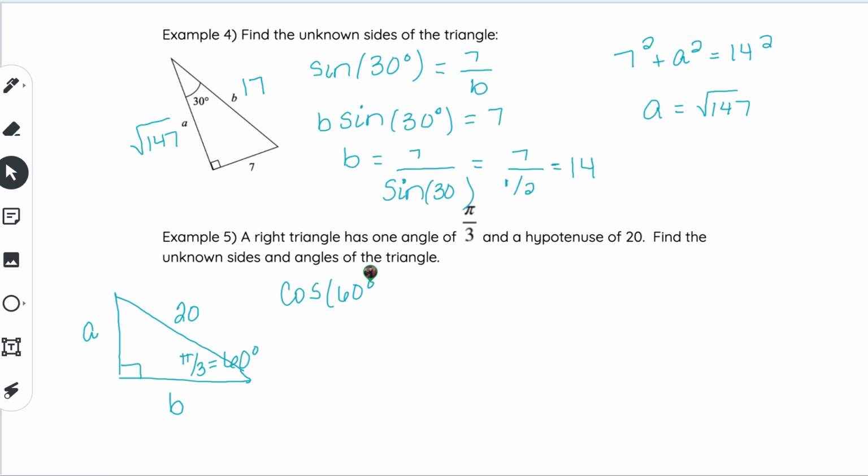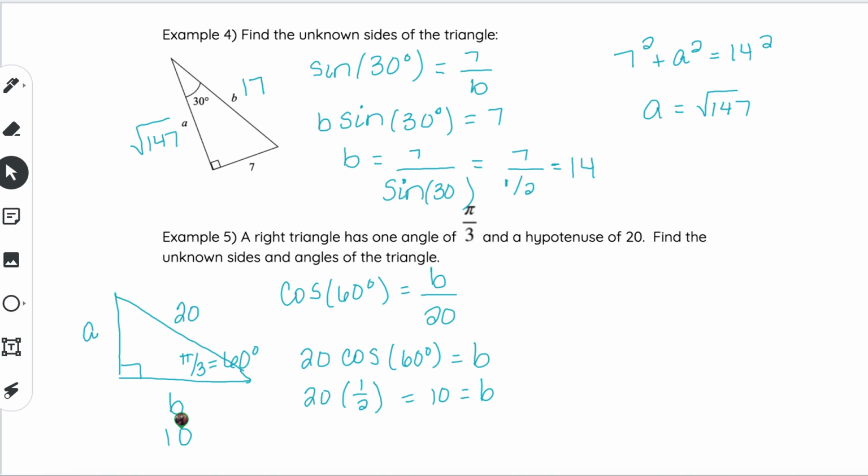I'm going to use cosine of 60 degrees is adjacent. Oops, we should use b for adjacent. Our adjacent side over the hypotenuse. Can multiply both sides by 20, so 20 times cosine of 60 degrees is equal to our adjacent side. Cosine of 60 degrees, using our exact trig values, we know that cosine of 60 degrees or pi over 3 is half. So 10 has to be our adjacent side length.